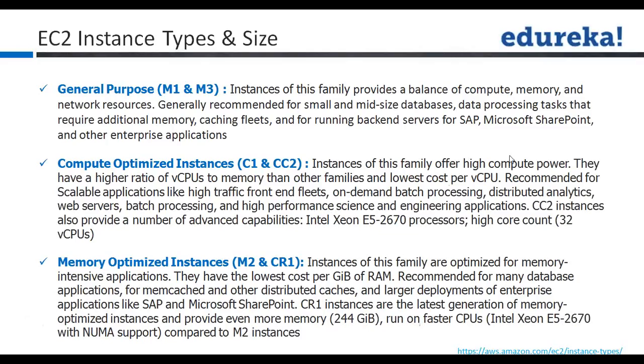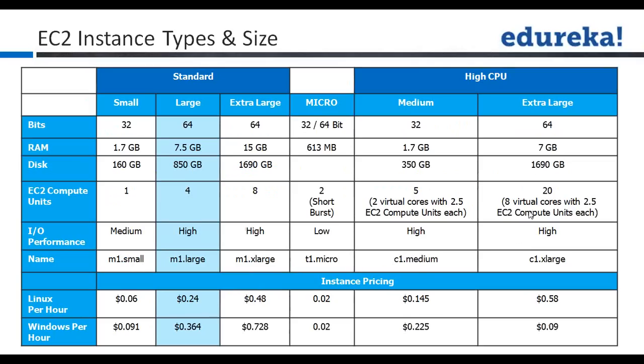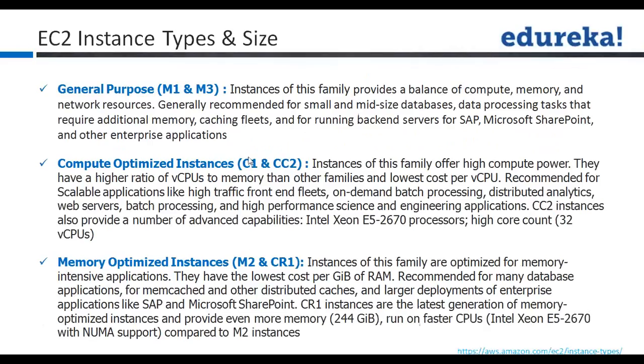Compute optimized: those are the C1 family, C1 and CC2. These instance families offer high compute power. C1.medium, C1.extra large, those are the high CPU instances. So high CPU instances have more compute power. In memory optimized, it's something like M2 instances, which were not shown in the previous slide, they provide more memory. So in that aspect, you would have more GB of RAM. It can have up to 244 GB RAM.